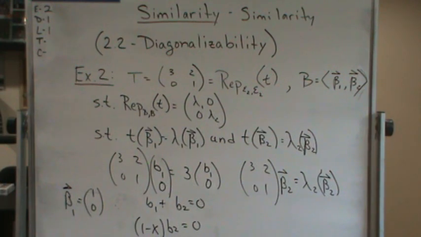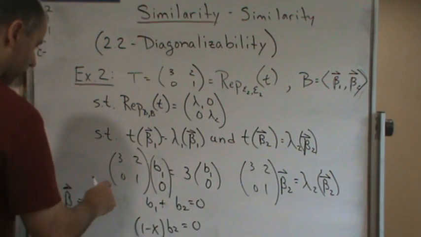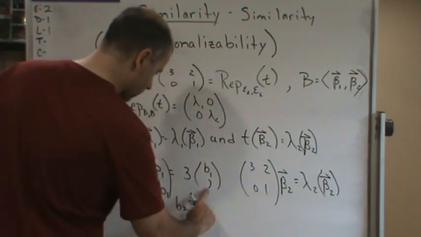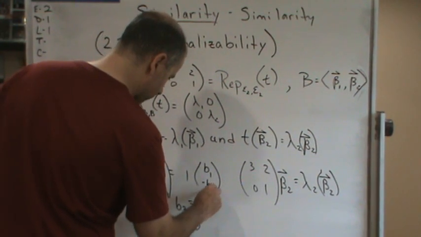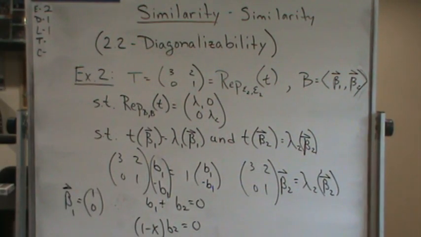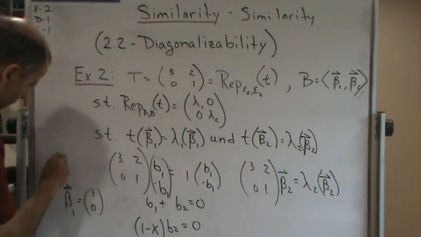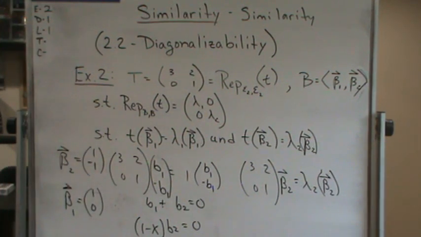Okay, so then what do we get? Well, instead of this, we get this, and we get 1, and this is negative b1. We get that set up. And so get the second basis vector by choosing a non-zero one of these, right? So now we just have to choose a non-zero one of these, which the simplest one is just to do 1, negative 1.